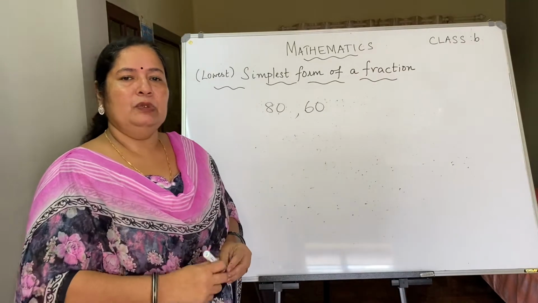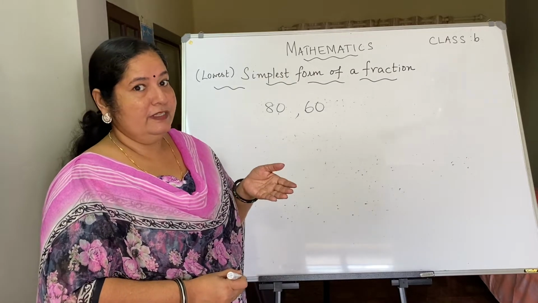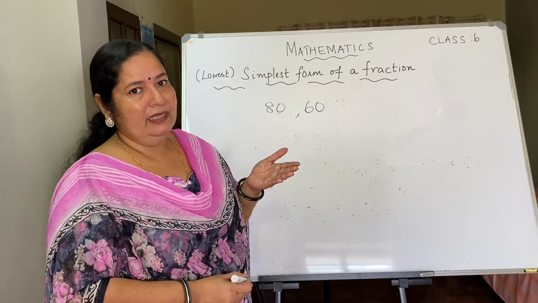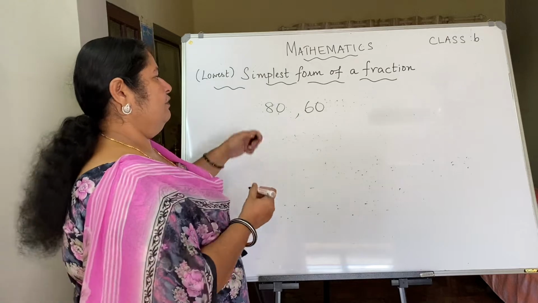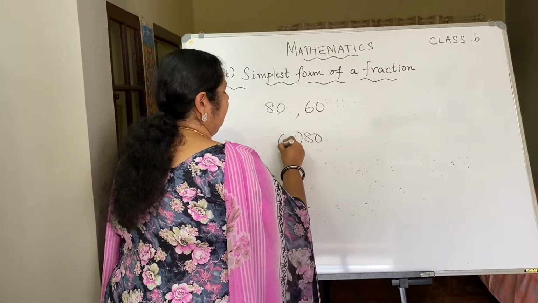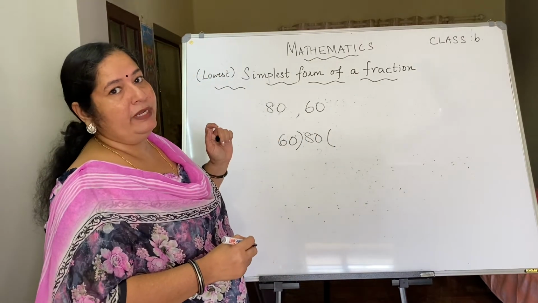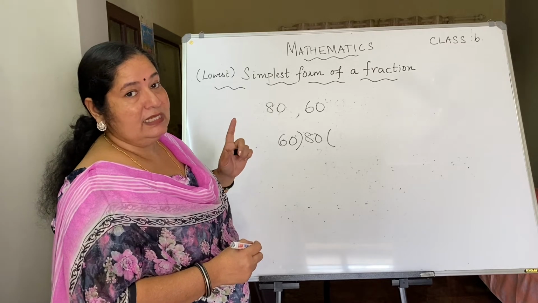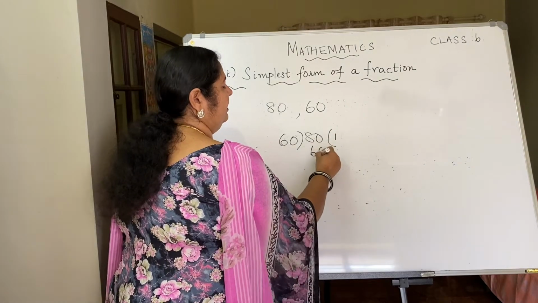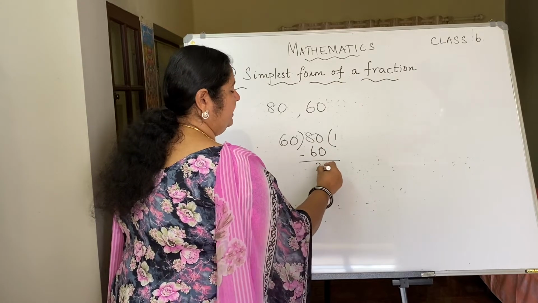Now let us take two numbers, say 60 and 80, to find the HCF. So what is the first step? By division method we are going to find out. The first step will be to divide the larger number with the smaller number. So which among this is the larger number? 80. So 80 becomes the dividend and 60 becomes the divisor. So 60 in 80, how many times? 60 ones are 60, 60 twos are 120. So 60 ones are 60. Subtract 80 minus 60, 20.